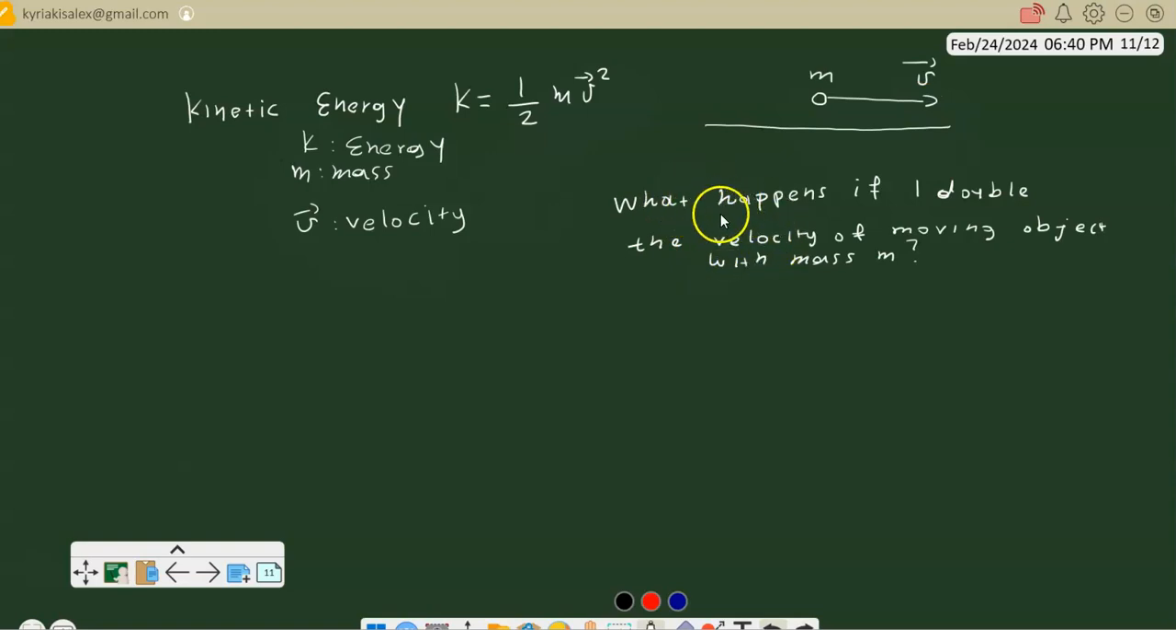So we have a moving object with mass m moving with a velocity v. And we would like to see what happens to the kinetic energy if I double the velocity of the moving object. So I want to compare kinetic energies in the case where I start from a velocity v and I double the velocity. So let's assume I have v prime, it's not the derivative, the prime, equals 2 times v. So I have my mass here, mass doesn't change, the object does not change, and my velocity v prime is doubled.